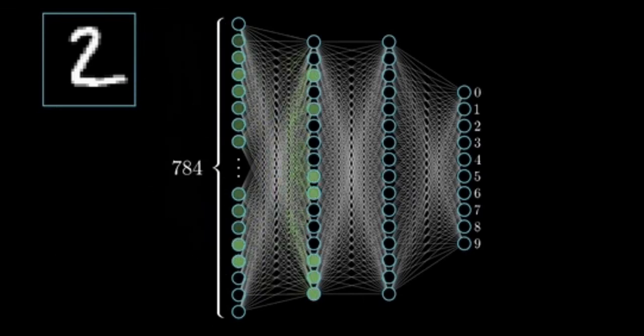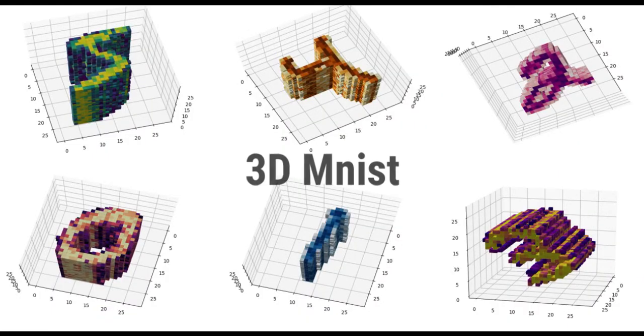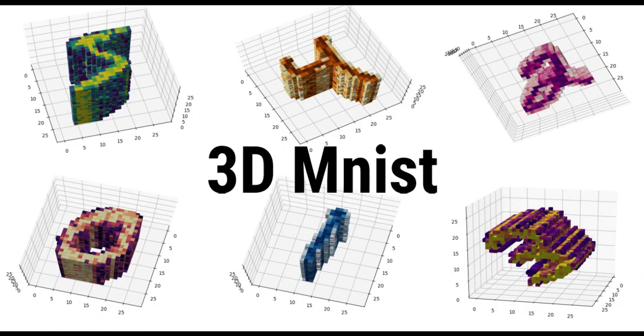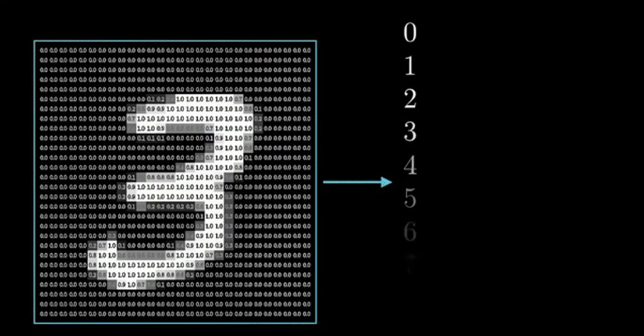Hello and welcome to our second video of 3D CNN implementation. We made the choice to use the 3D MNIST dataset in the last video, a 3D representation of the handwritten digits database from MNIST.